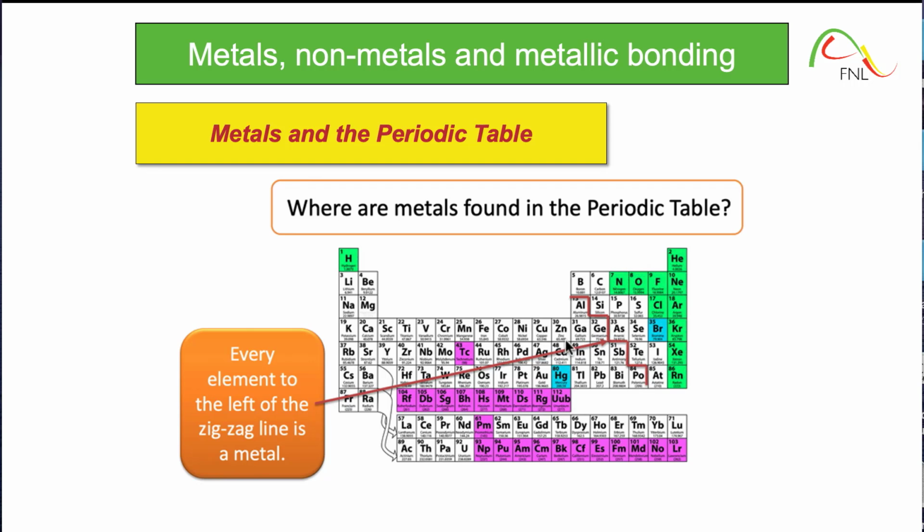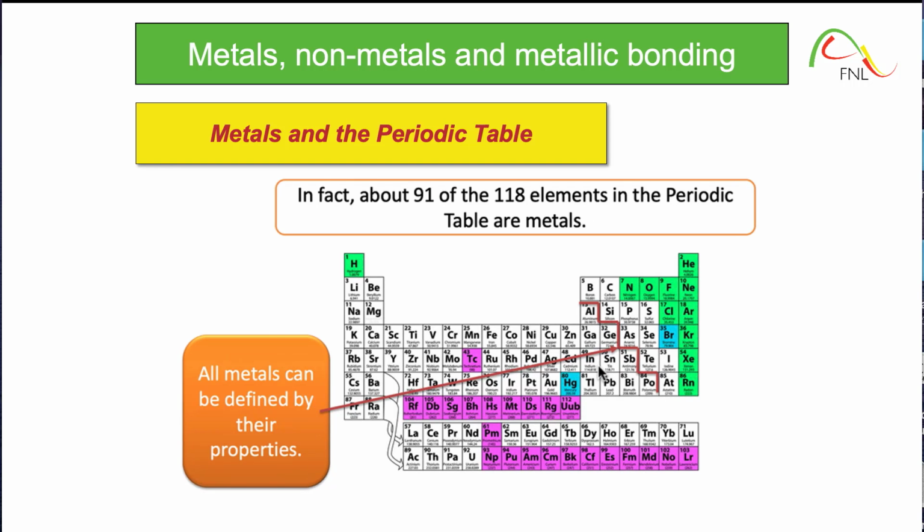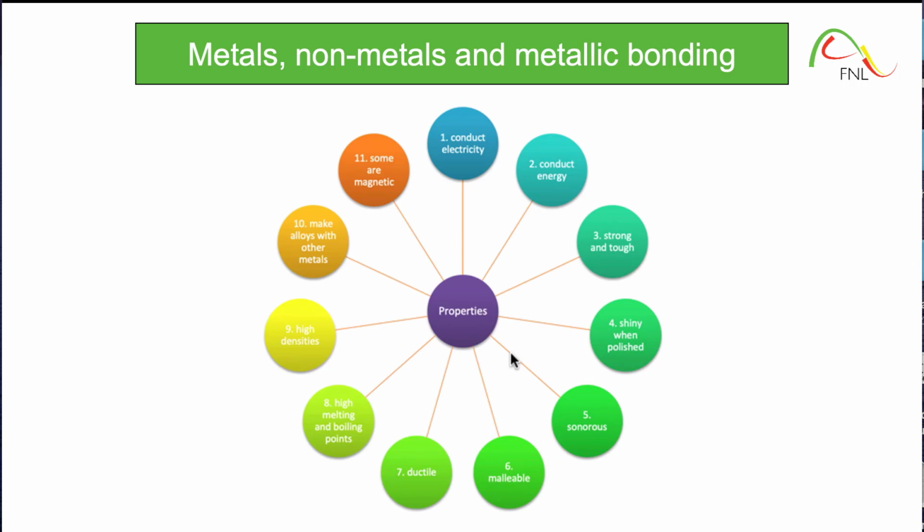So every element to the left of the zigzag line here is in fact a metal, which means if you count them up, of the 118 elements in the periodic table, 91 are metals. And the great thing about metals is we can define them by their properties. In fact, we'll look at 11 properties about metals.